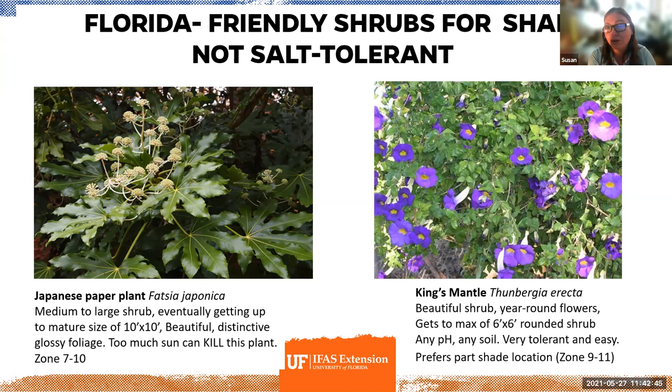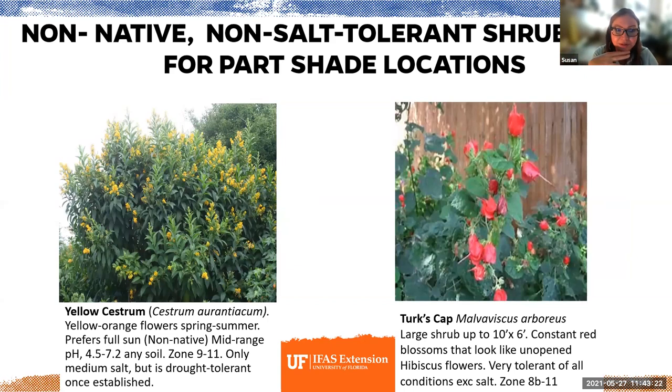King's mantle is an old garden classic in Florida. It's a non-native, but it's been used for 100 years here in Florida and has proven itself not to be invasive. Beautiful shrub. It blooms for most of the year with these really pretty flowers that are purple with a yellow throat. It gets to be about 6 feet by 6 feet maximum, and it stops there. So it's really nice. You barely have to prune it at all. As long as you're okay with having a 6 foot by 6 foot shrub, you're good to go. Very tolerant, very easy. It just doesn't take too much sun though, the king's mantle.